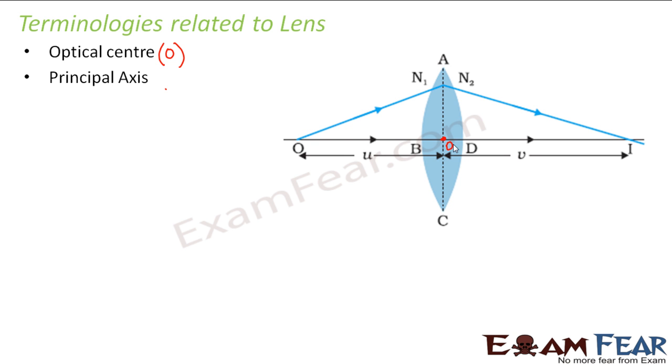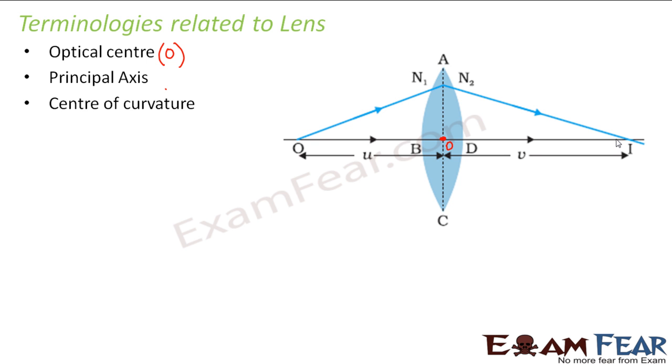Next is the principal axis. Here also the principal axis is the line which joins this optical center with the centers of curvature. Now here what would be the radius of curvature? This spherical lens is a part of a sphere. Similarly, this spherical lens is a part of a sphere. So both the spheres will have two radii of curvature. Those points will be joined to the optical center through a line and that line is known as the principal axis. So here this is my principal axis.